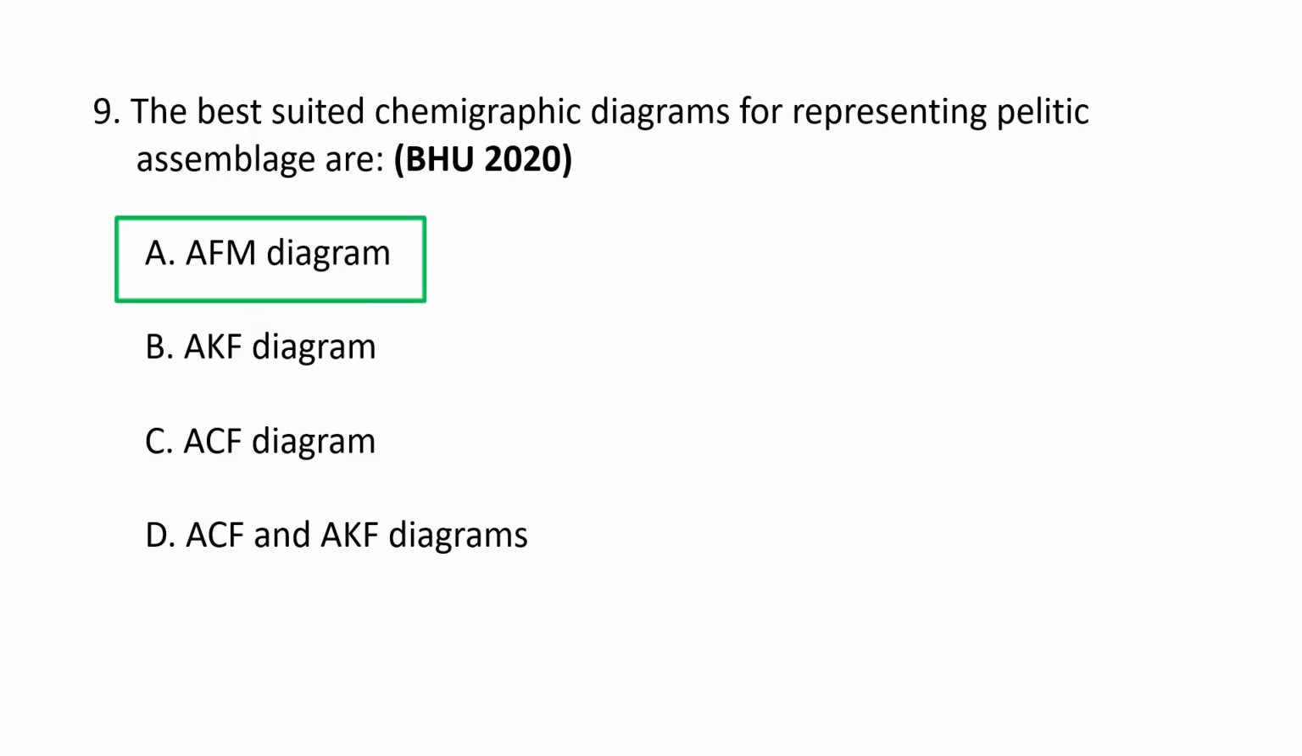AFM diagrams are well suited for representing pelitic assemblages, and these AFM diagrams are ternary plots that depict the relative proportions of Al2O3, FeO and MgO in pelitic rocks. That means these are derived from shales and mudstones. The term pelitic is used when the rocks are derived from shales and mudstones. These diagrams help visualize the chemical relationship between the minerals in these rocks, particularly under varying metamorphic conditions. So the best suited chemographic diagram for representing pelitic assemblages is the AFM diagram. A is the correct option.